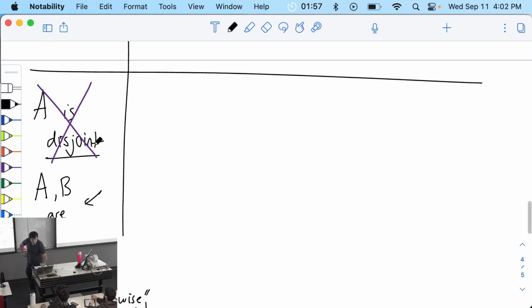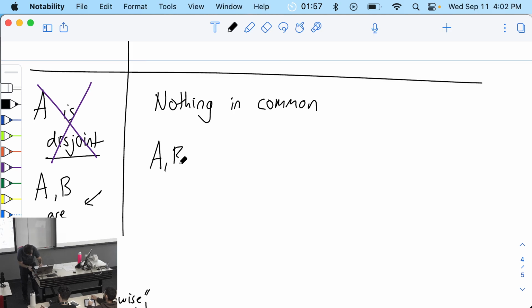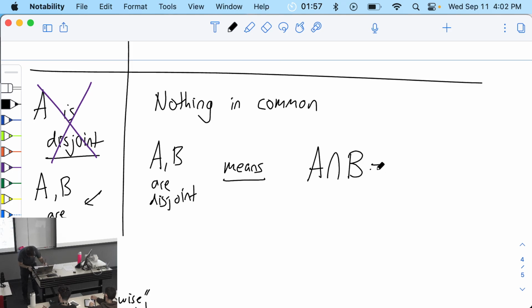But what does disjoint mean? The picture is they have nothing in common. They must have nothing in common. This is the English definition, and the way you would write it mathematically is A and B are disjoint. It means that the intersection is nothing. How do you write nothing in math? You do this cool 0 with a slash. That's the empty set. So the overlap between A and B is nothing.